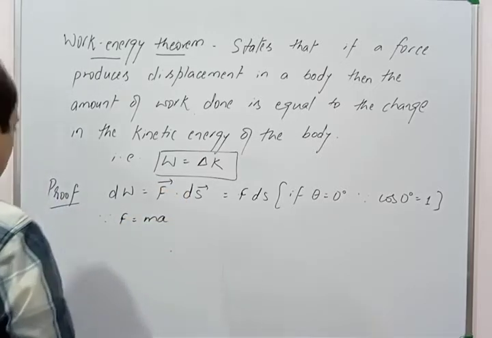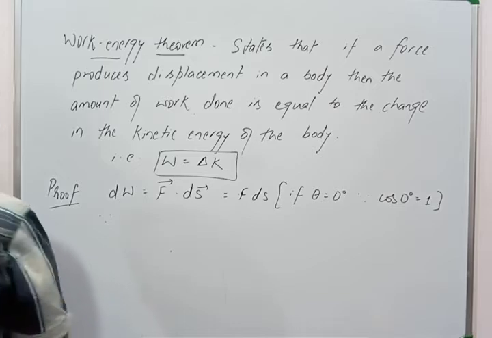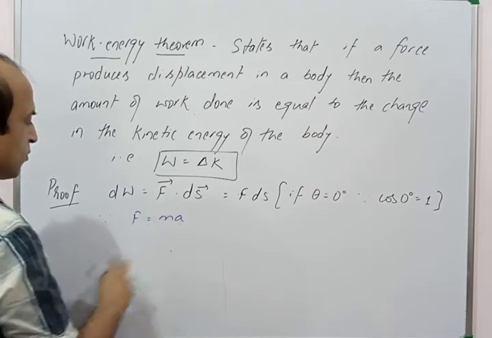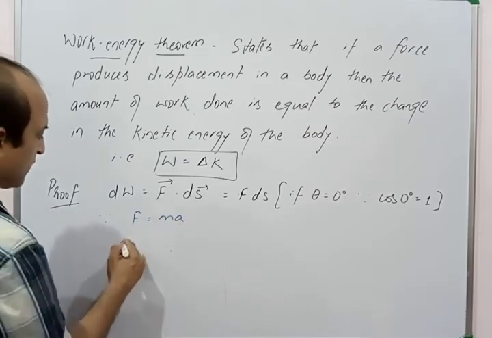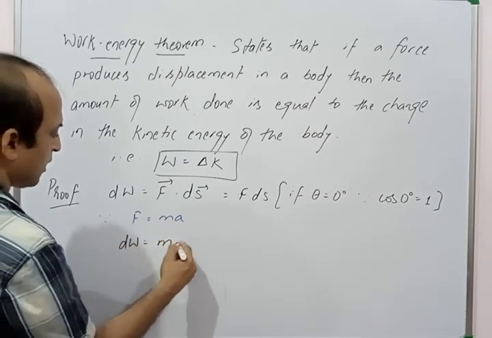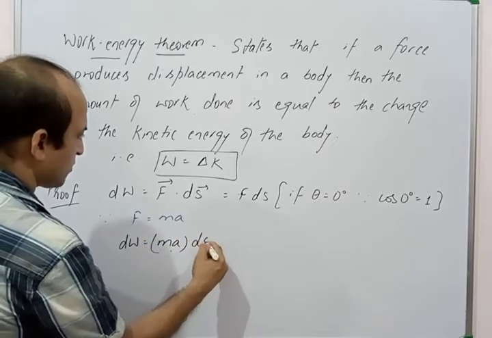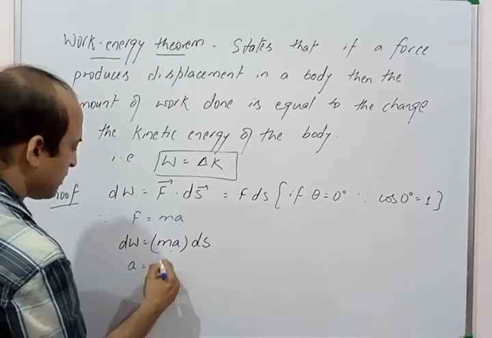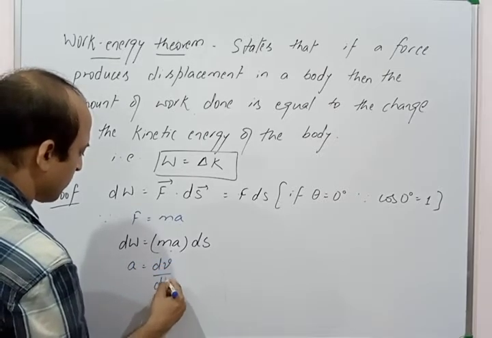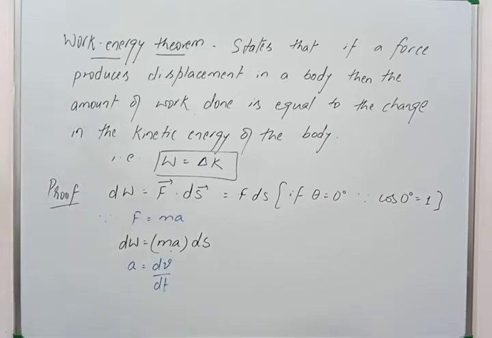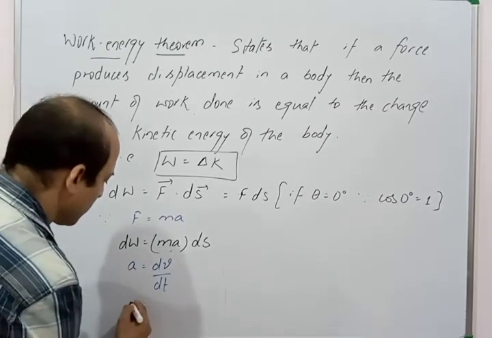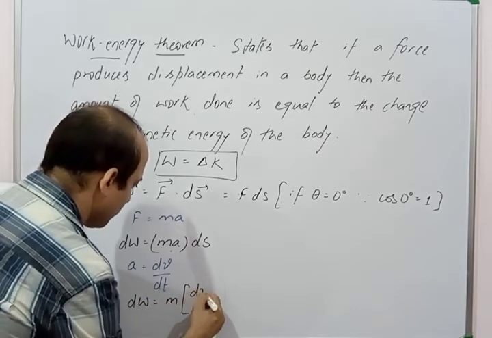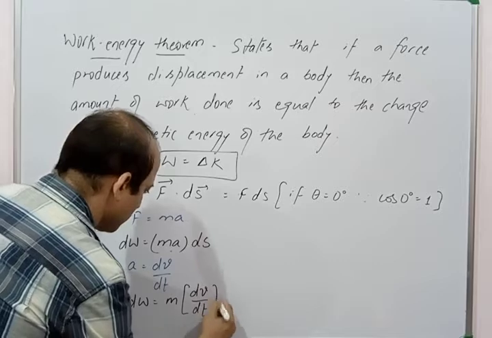Substitute करिए इसको. Substitutions I am putting them with a different color so that they are a bit highlighted, you know. So F equals to ma. Substitute this. If you do that, you will get it as dw equals to ma into ds. Then one more substitution. What is acceleration? Defined as rate of change of velocity with respect to time, or we can write it as dv by dt. If I substitute this again, what I'll get is dw equals to m dv by dt into ds.